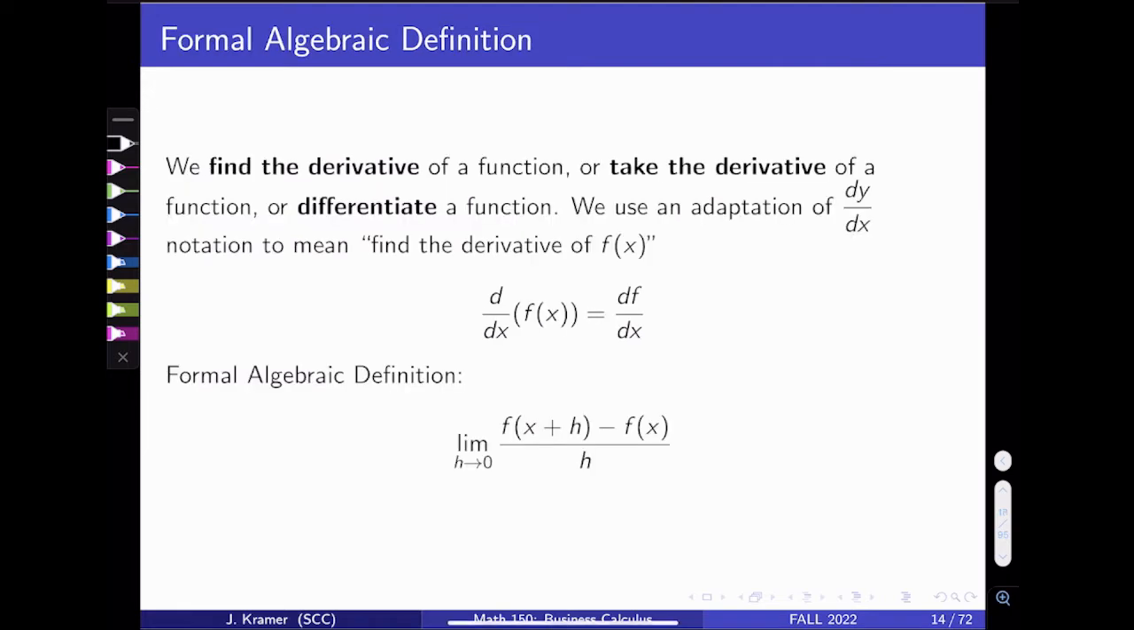We find the derivative of a function, or take the derivative of a function, or differentiate a function. We use an adaptation of Leibniz notation dy dx to mean find the derivative of f of x. So d dx of f of x can be written as df dx. The formal algebraic definition is the limit as h approaches 0 of f of x plus h minus f of x, all over h. You simplify this until there's no h in the denominator and then take the limit, and that would be the derivative of f at x.